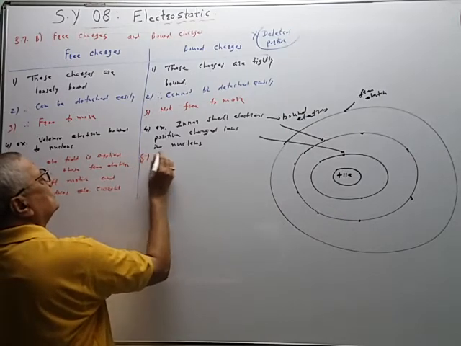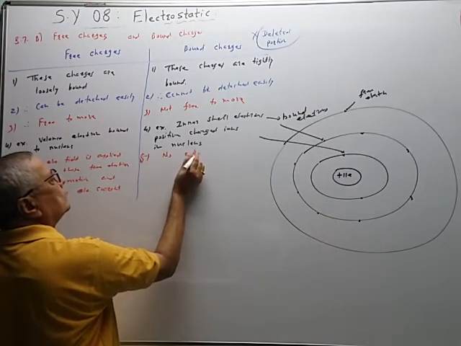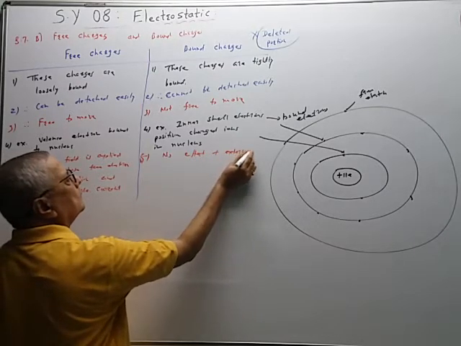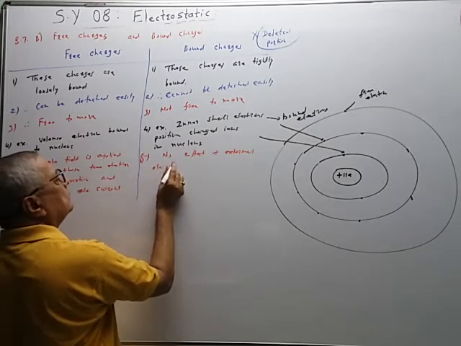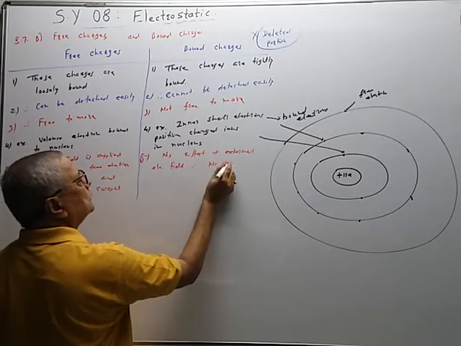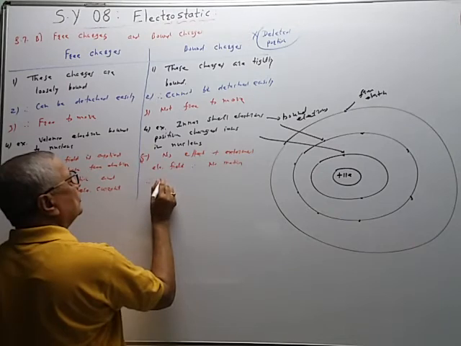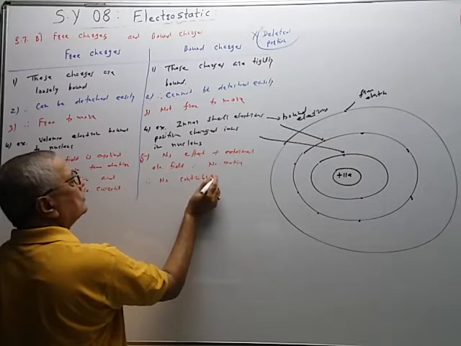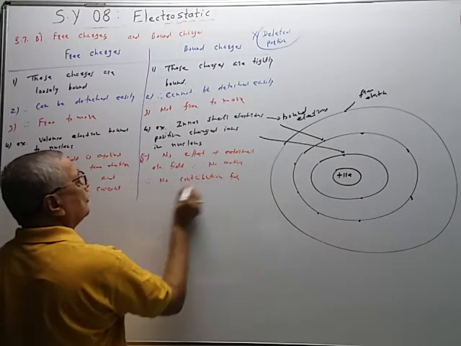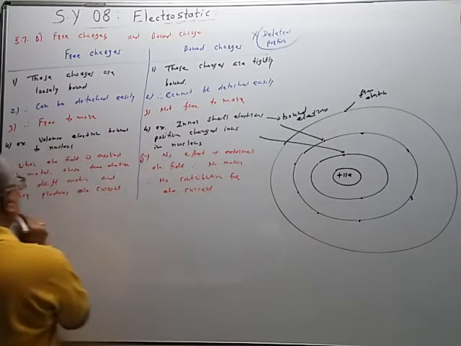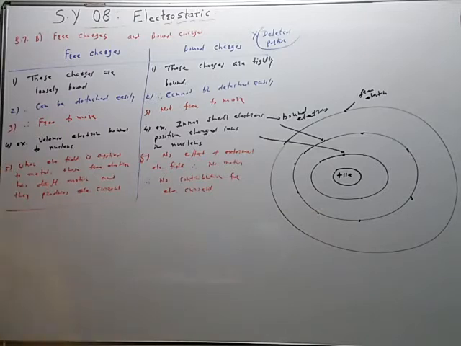Fifth, no effect of the external electric field, therefore no motion, no contribution to current. They cannot produce the current. No contribution to electric current, like this. So these are the differences between the free charges and bound charges.